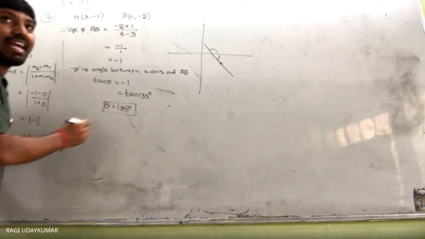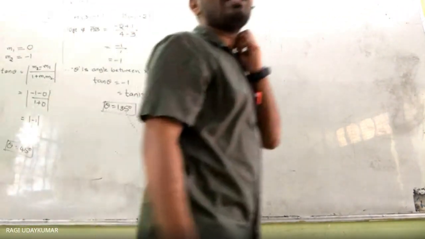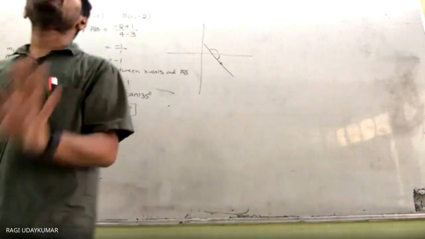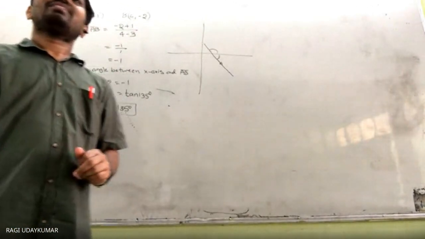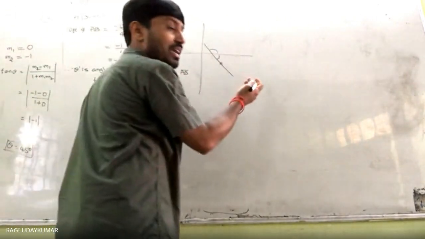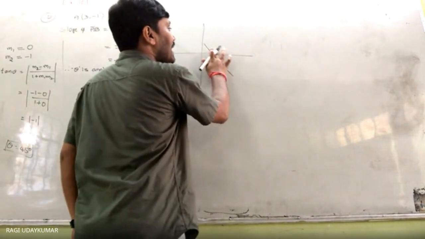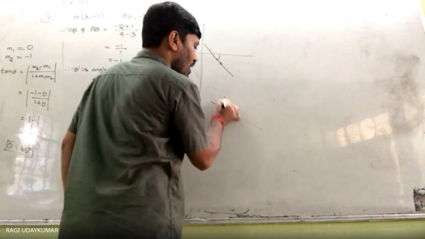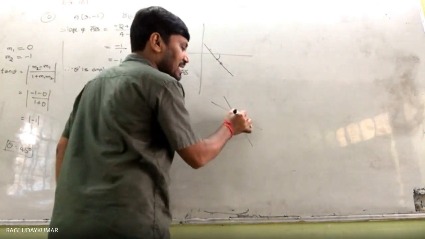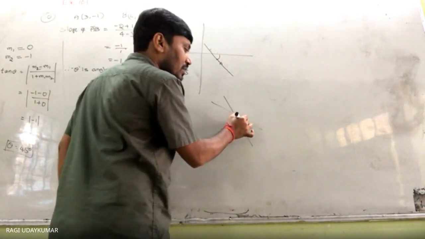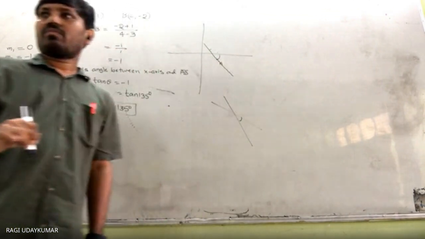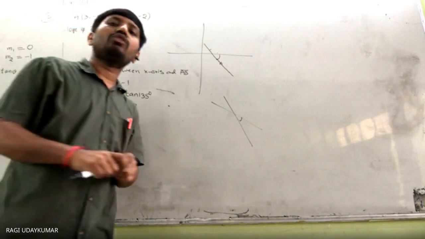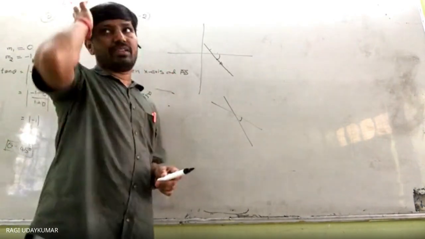But here 135 came, and here 45. Usually the angle between the two lines is nothing but the acute angle only should be considered. Do you understand? In the question, this angle only has to be considered. This angle only should be taken. What is the angle between these two lines? It means this angle should not be taken. This angle. Do you understand? So the angle between the two lines is usually the acute angle only.